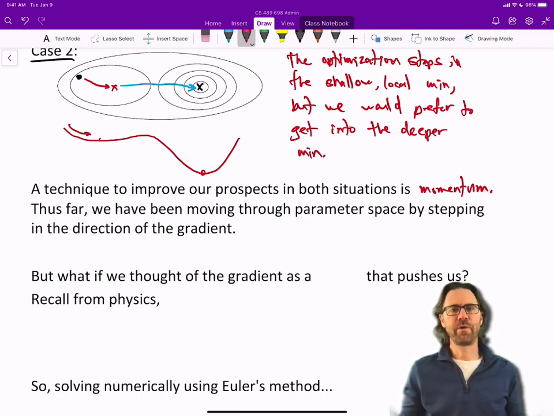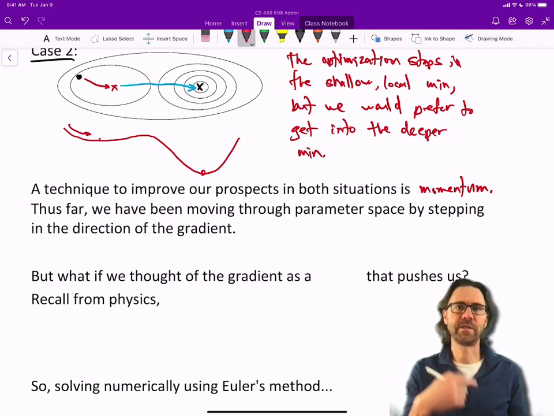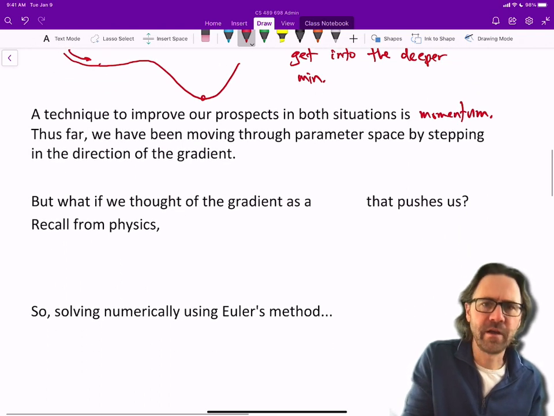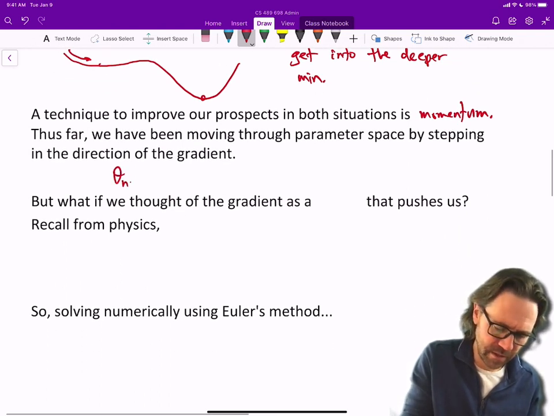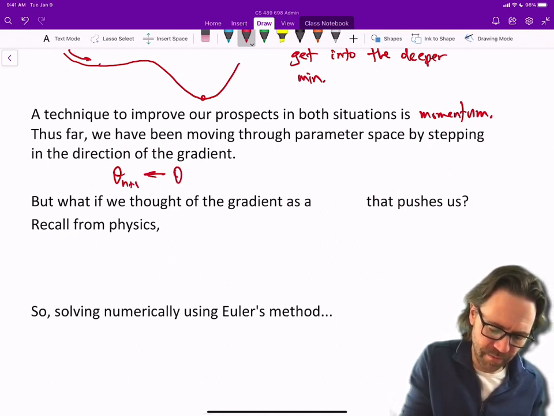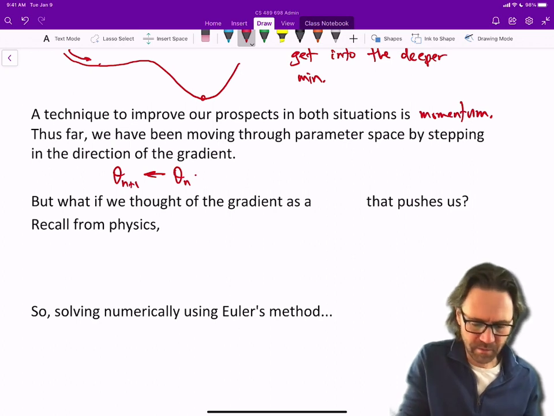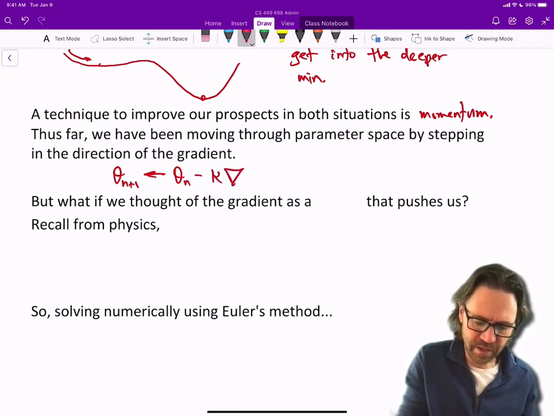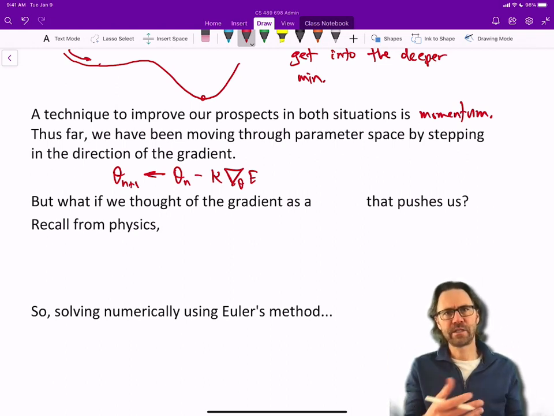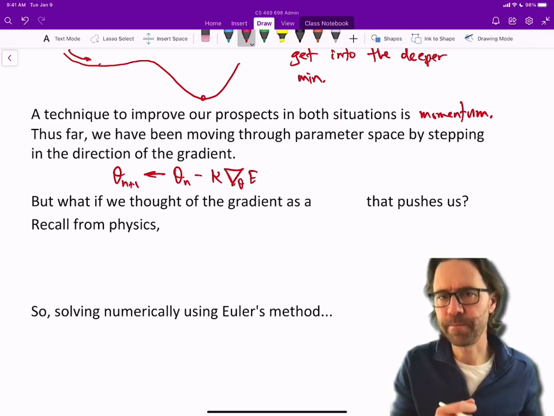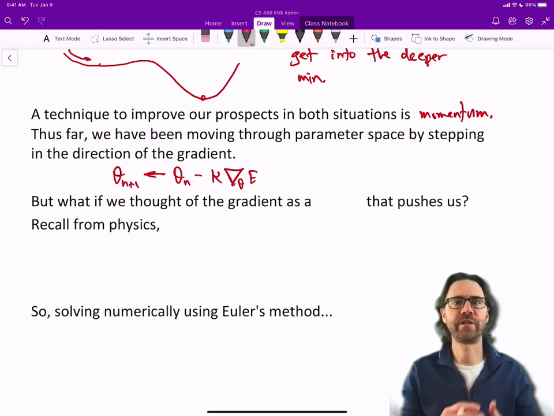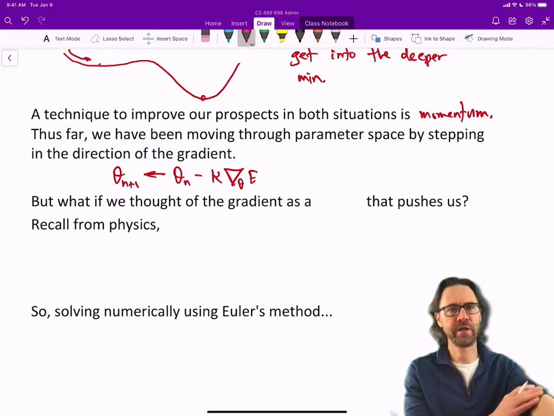So thus far, we have been moving through parameter space by taking steps in the direction of the gradient. So at each step, we have our new set of weights and biases, our new parameters, come from our old set with a step in the direction of the gradient. Okay, so in that sense, theta is our location in our parameter space, and we're taking steps in the direction opposite the gradient.